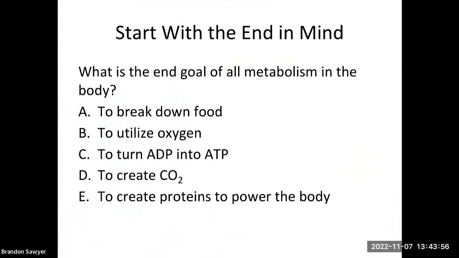Okay. All right, so about 2/3 of you are saying C there, to turn ADP into ATP, and that really is the primary goal. Some other things happen there along the way. At least A, B, and D also happen, and definitely we need to make proteins, but that's a different process that we've already talked about in protein synthesis. But really the end goal is to make that ATP, right? Make that energy so we can use it for fuel.